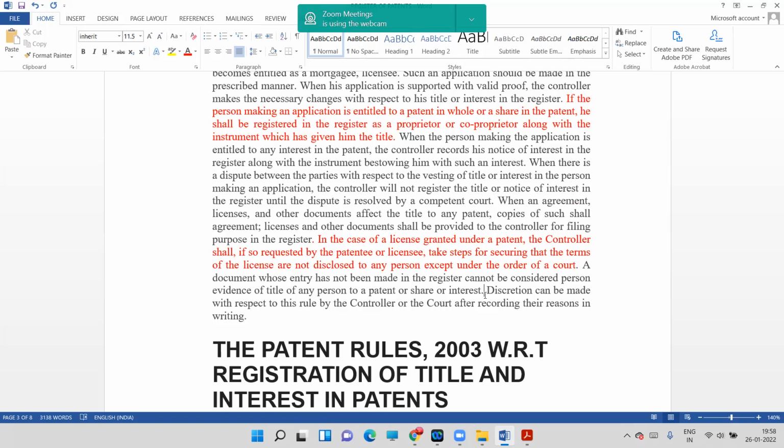डिस्क्रिशन कैन बी मेड विथ रिस्पेक्ट टू दिस रूल बाय द कंट्रोलर. मतलब अगर कंट्रोलर ने बताया तो या फिर कोर्ट ने बताया तो. इफ द कंट्रोलर गिव्स द ऑर्डर, डिस्क्रिशन इज नथिंग बट द ऑर्डर. इफ द कंट्रोलर गिव्स द ऑर्डर या फिर कोर्ट गिव्स द ऑर्डर, ठीक है, आफ्टर रिकॉर्डिंग देयर रीजंस इन राइटिंग, then he will give the order and then only it will happen. ठीक है. No, it's okay.